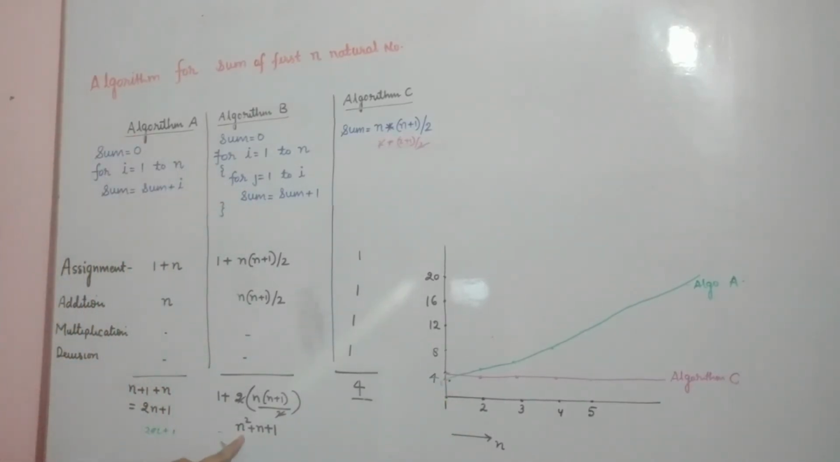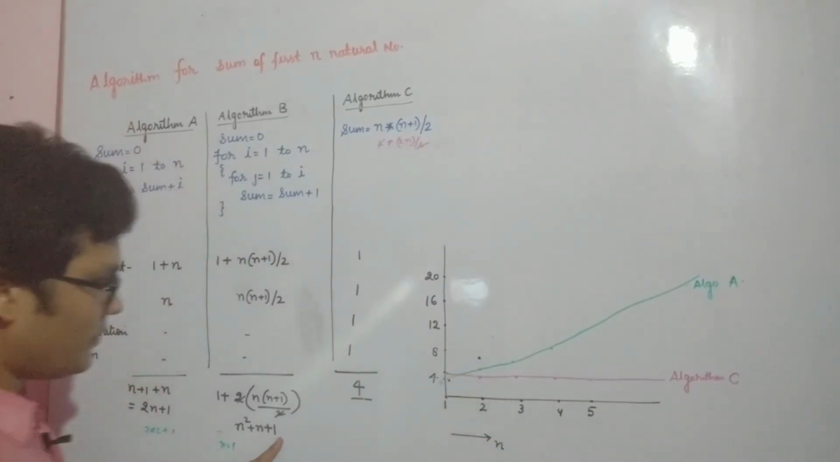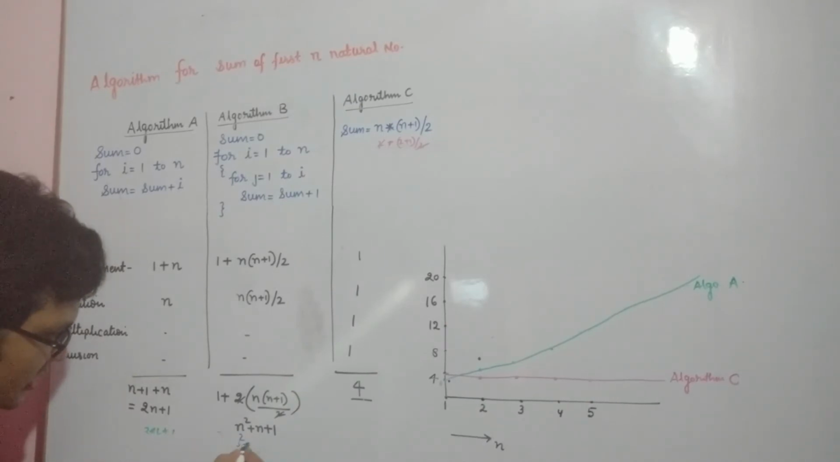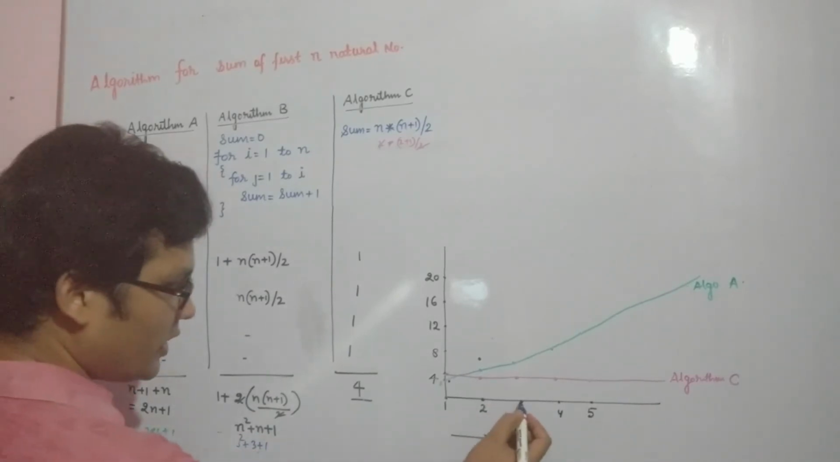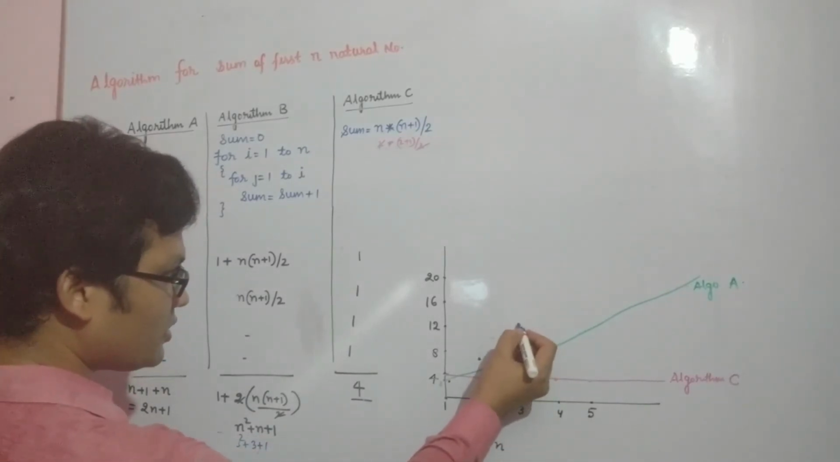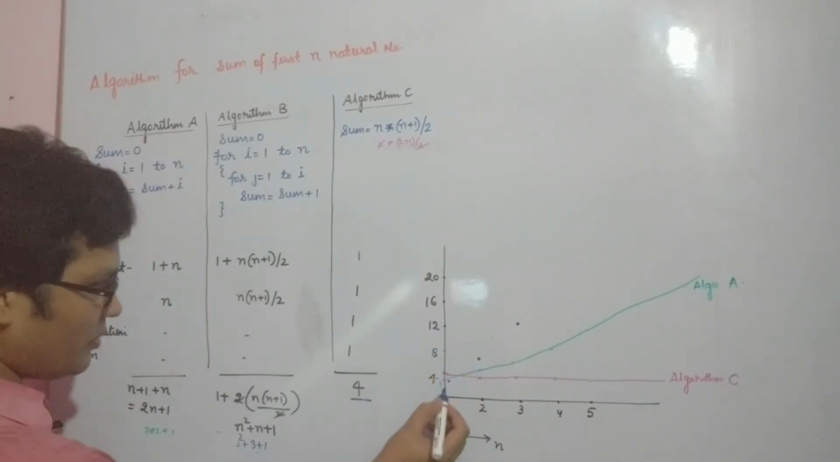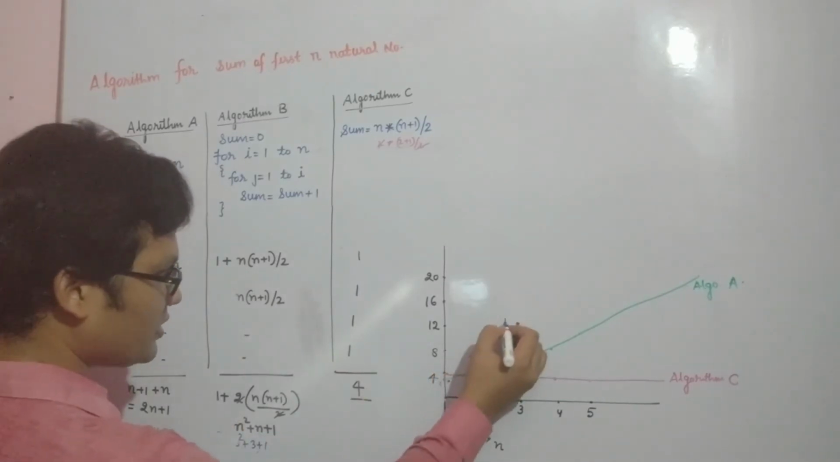Now, for n is equal to 2, 2 square plus 2 plus 1, 2 2 is 4 plus 2, 6 plus 1, 7. On the input 2, this is 7, right? N equal to 3, 3 3 is 9 plus 3, 12 plus 1, 13. On input 3, the number of operations is 13. This is 7 and this is 13.